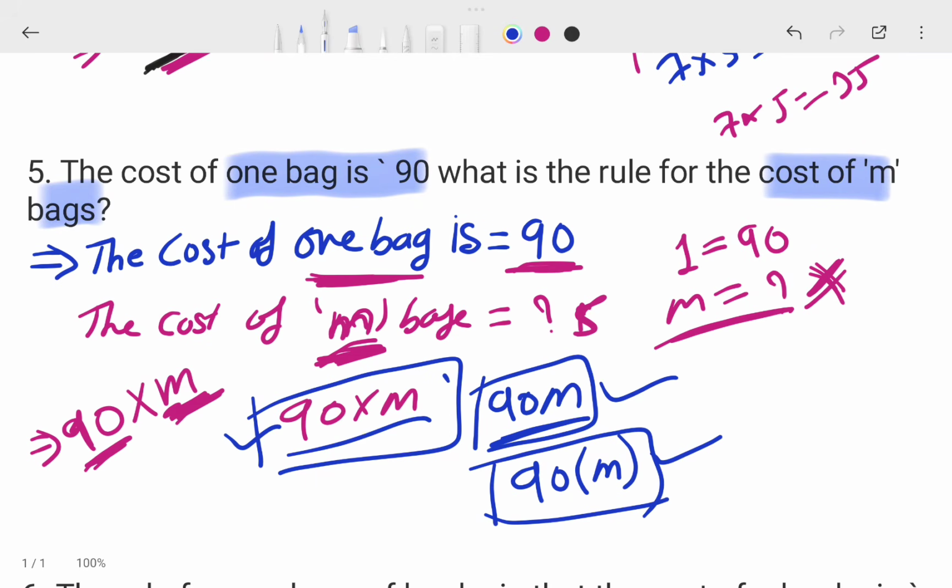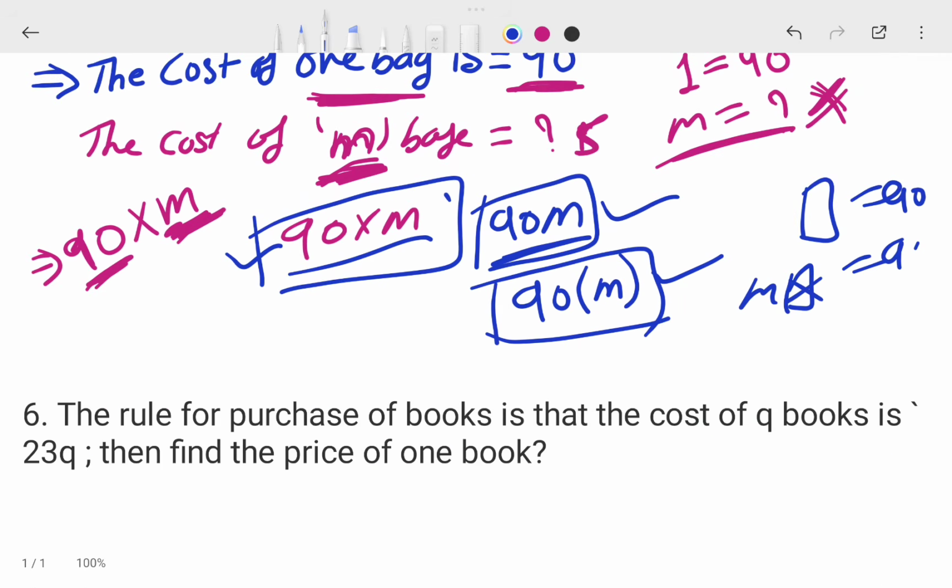Because you know the price of a bag is 90, but how many bags you need we don't know. Then how will you find the number of bags? We cannot find that. So that's the question.